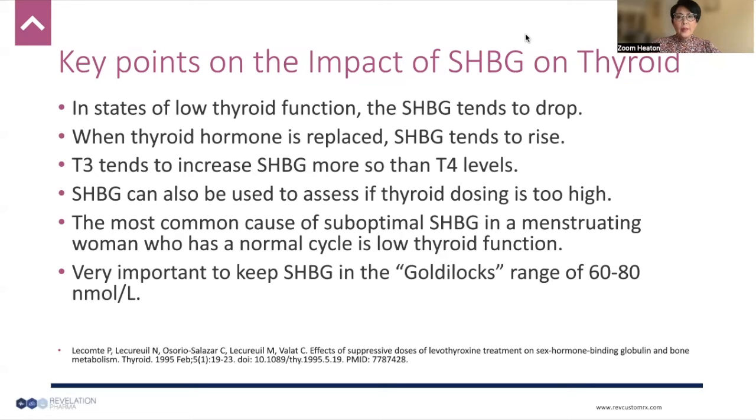But in some cases, taking T4 only thyroid medications like levothyroxine or Synthroid may not actually increase the SHBG level, and this could be a sign that the body's having difficulty with the conversion of T4 to T3 in peripheral tissues. The most common cause of suboptimal SHBG in a menstruating woman who has a normal cycle is low thyroid function. And it's very important to keep SHBG in the Goldilocks range of 60 to 80 nanomoles per liter.